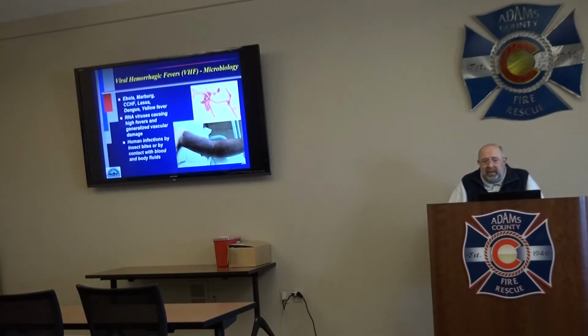Viral hemorrhagic fevers: Ebola, Marburg, Congo Crimean hemorrhagic fever, Lassa, dengue, yellow fever. These are all virus diseases. They all have something in common. They cause fever and they attack the vascular system, our blood vessels, okay? Spreads by insect bites or contact with infected fluids. The photograph of that arm, that's Congo Crimean hemorrhagic fever. You can see the entire arm. Basically, that patient bled into that arm, okay, as a result of that infection.